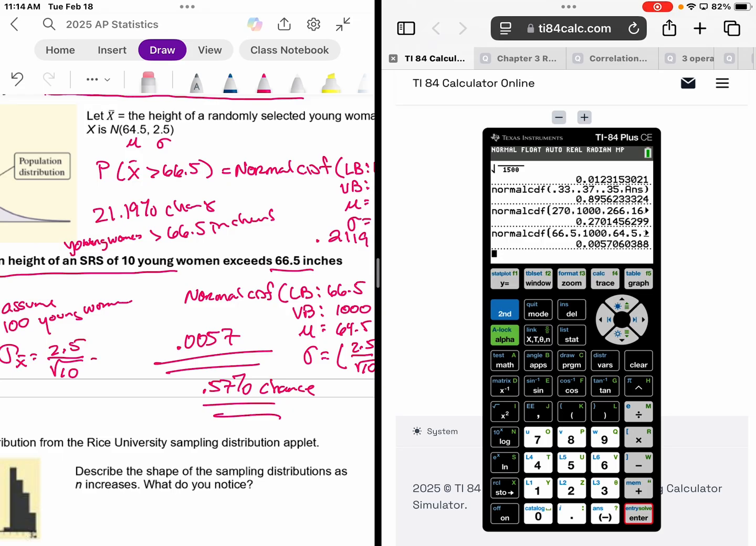So that's pretty rare. It's going to be pretty rare for us to get a simple random sample of 10 young women and their mean height will be greater than that amount. Okay?